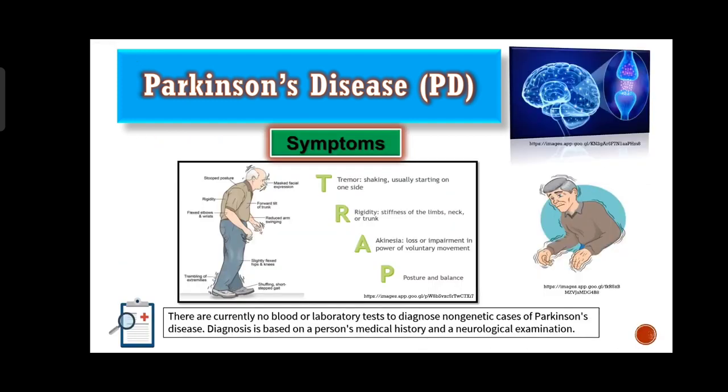These are the symptoms of Parkinson disease, and in short we can call it TRAP. Tremor means shaking movement, and it usually starts from one side of the body, from the hand, and it can also affect the arms, legs, feet and face. Rigidity means stiffness of the limbs, neck or trunk. Akinesia means loss or impairment of the power of voluntary movement, posture and balance. So they won't be able to sit or stand properly. These symptoms usually get worse over a period of time.